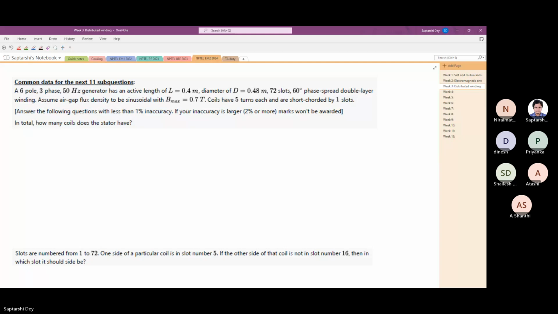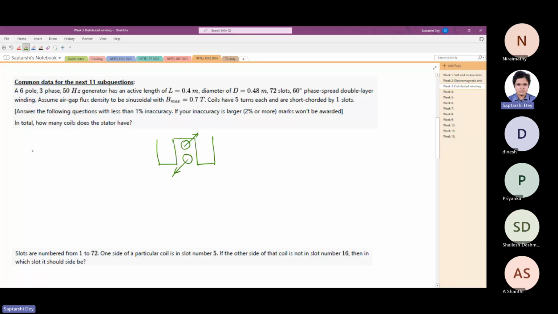Okay. So in total, how many coils does the stator have? So 72 slots are there, and it's double layer. So double layer means there is one go side, one return side, one go side, one return side of two separate coils, not the same coil. So 72 slots and a total of 2 into 2 sides, and one coil has 2 sides. So basically, for a double layer winding, as many slots, that many coils in total. So total 72 coils are there in this winding.